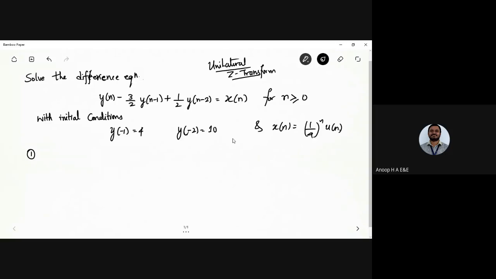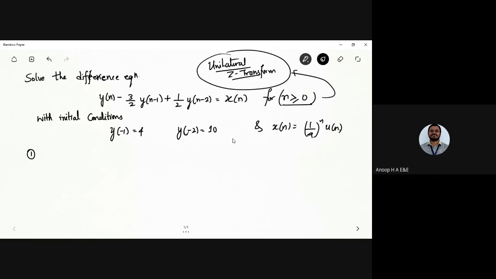So the first step we need to do here is to identify whether it is a unilateral Z transform. How are you going to identify it? You identify whether the given difference equation needs to be solved by the unilateral Z transform or the conventional Z transform approach. For that, you look at the end, where n is given as greater than or equal to 0. It means that it is a unilateral Z transform which needs to be solved.